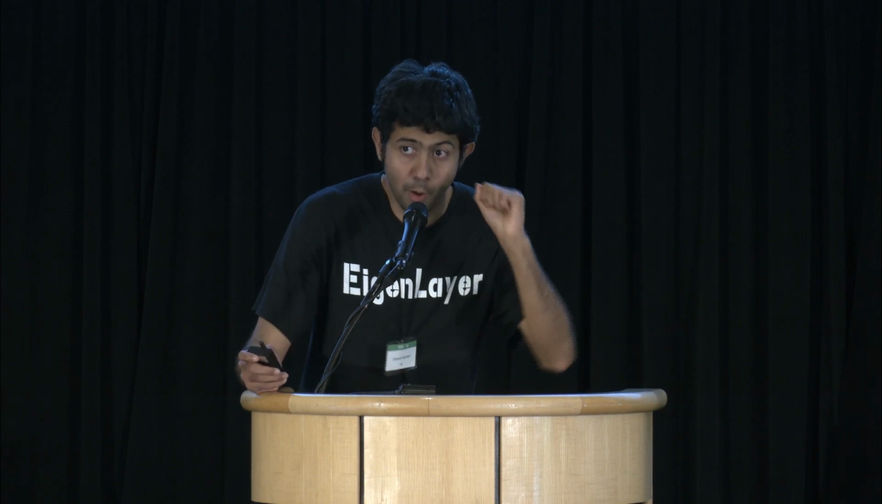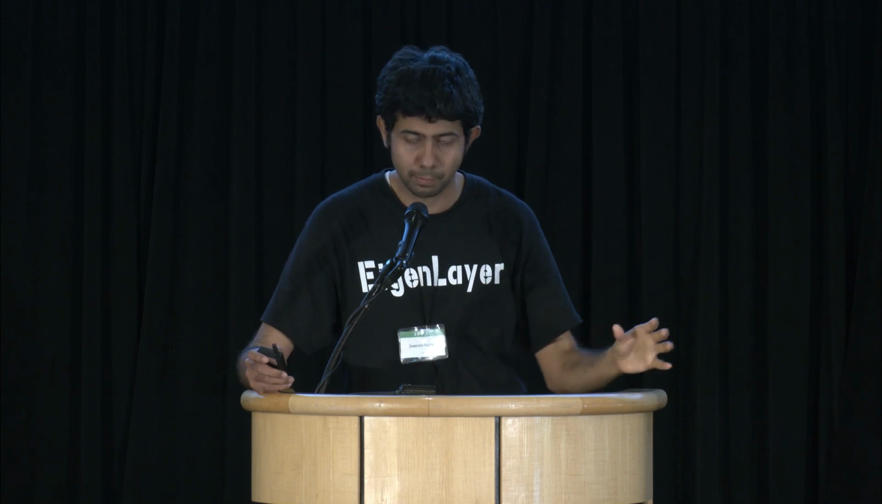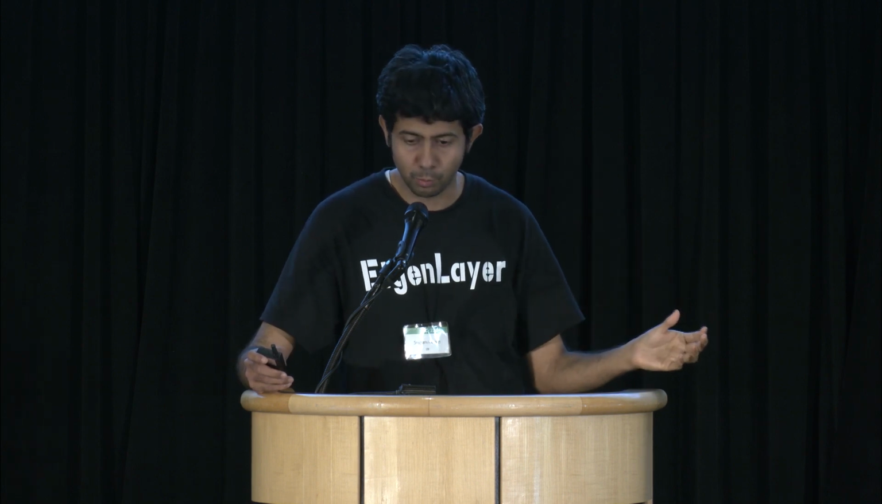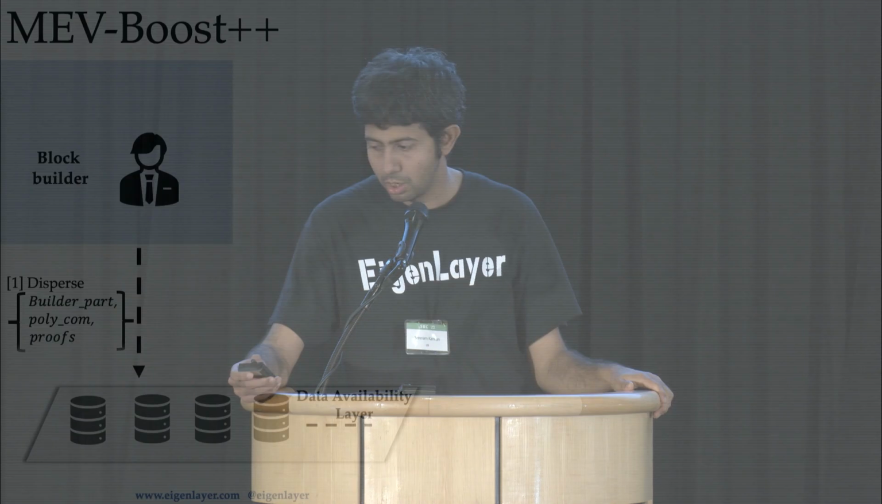The relay was performing two important functions. It was certifying to the builder that their block remains private till the proposer has signed off on it. It was also certifying to the block proposer that the block remains available. Can we somehow do this in a decentralized escrow?